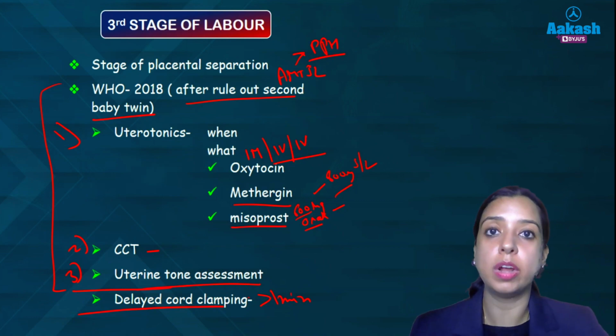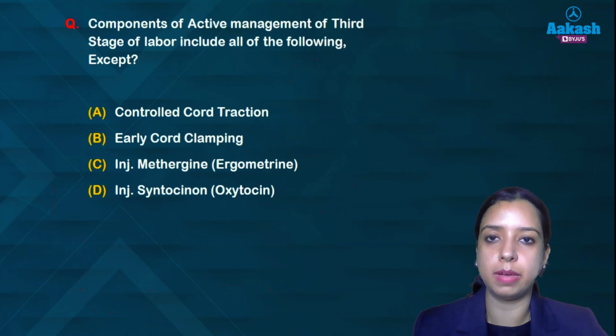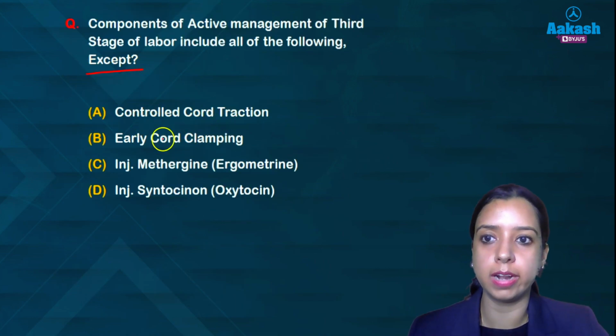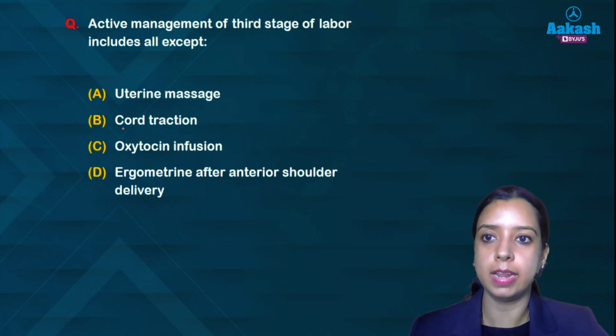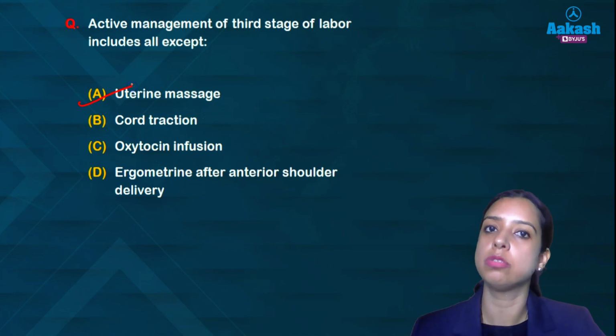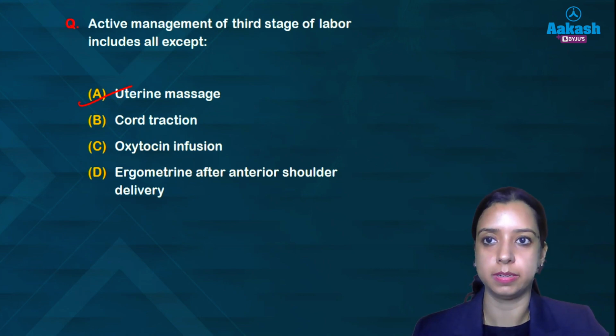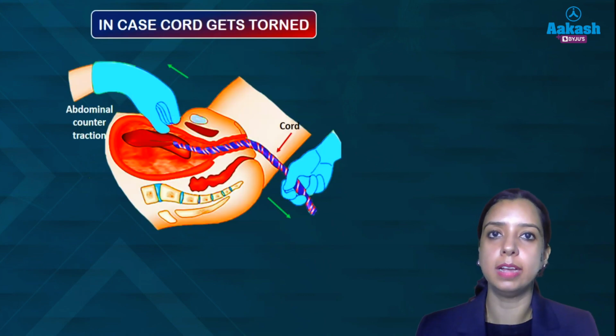Okay. Now the questions have been asked multiple times on active management, just the options are changed. Like here, all are steps except: controlled cord traction, early cord clamping, methergin or syntocinon. Obviously, early cord clamping. Next, all are steps except: massage, controlled cord traction, oxytocin infusion or ergometrin. Uterine massage is not a step of active management, right? Yeah.